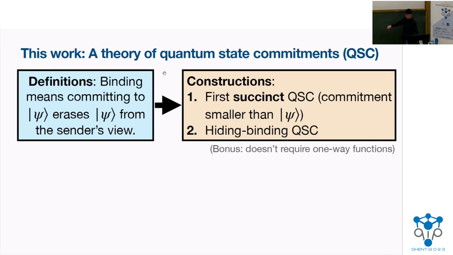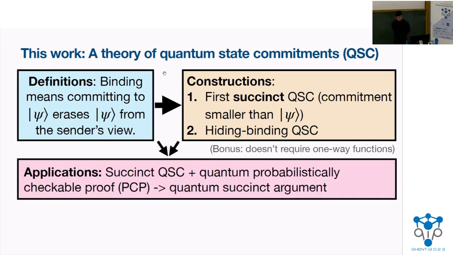We know how to construct them from one-way functions, but we also know how to construct them from potentially weaker assumptions. Okay, so we're also able to create new applications for quantum state commitments. So if we combine a succinct quantum state commitment with a quantum probabilistically checkable proof, then we get a quantum succinct argument. And this allows a quantum prover to super efficiently verify some statement to a verifier.